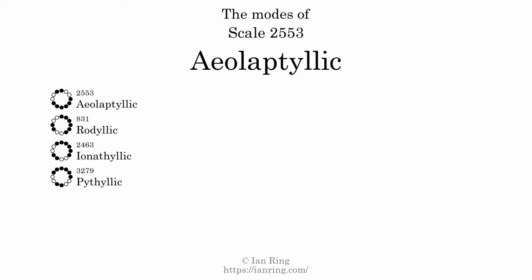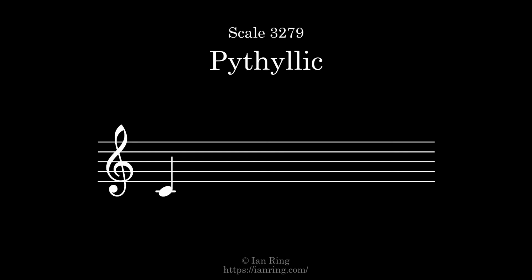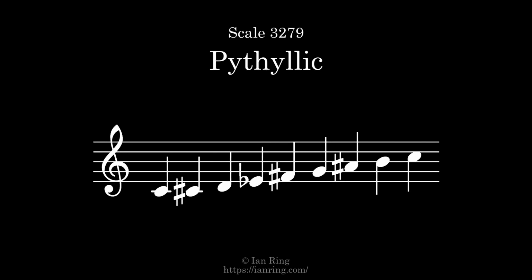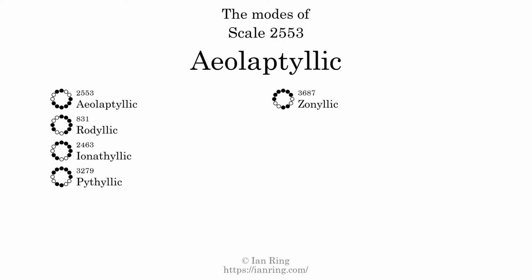The fourth mode is scale 3279, also known as Aeolaptyllic. It sounds like this. The fifth mode is scale 3687, also known as Aeolaptyllic. It sounds like this.